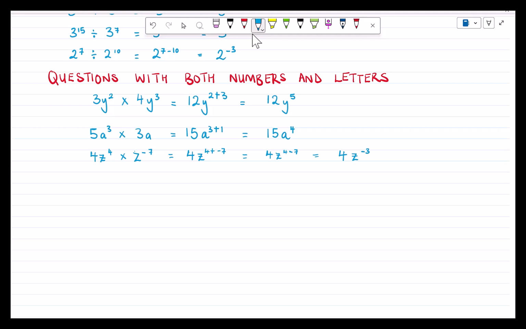And we do the same thing if we are dividing. Perhaps we're given 6y to the power of 4 divided by 2y to the power of 3. And what we do is we divide the numbers first, 6 and 2, and 6 divided by 2 gives us 3. And then we have y to the power of 4, and when we're dividing, we subtract, so it becomes y to the power of 4 minus 3, which is equal to 3y to the power of 1, which is simply left as 3y. So the concept is the same. When you're multiplying, you add the powers. When you're dividing, you subtract the powers.